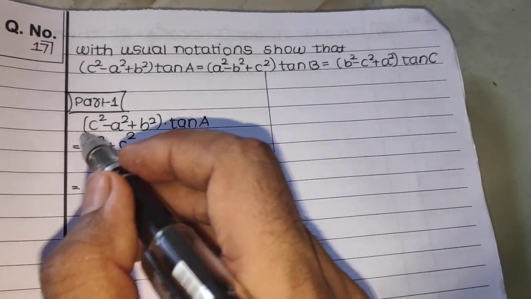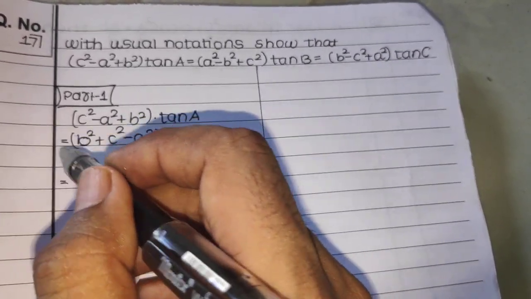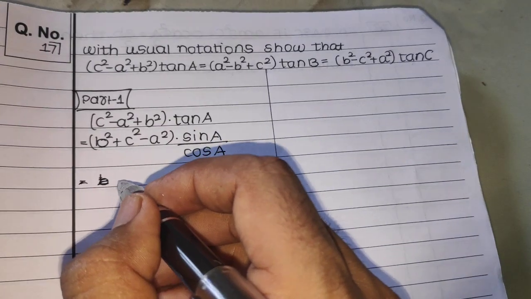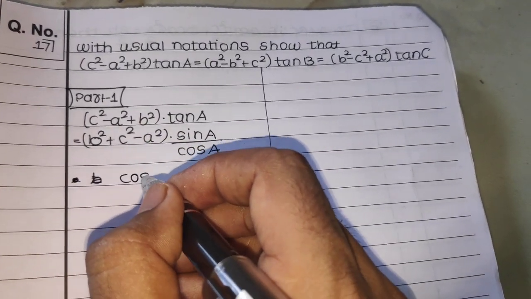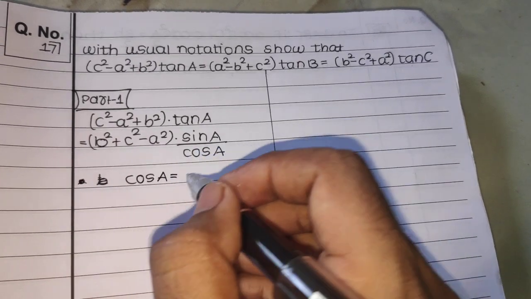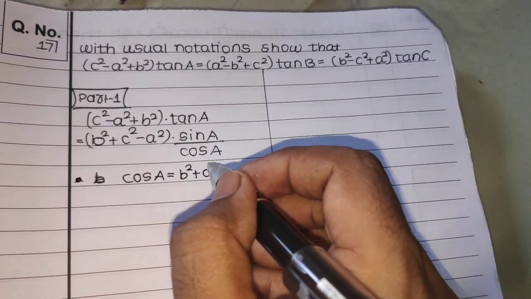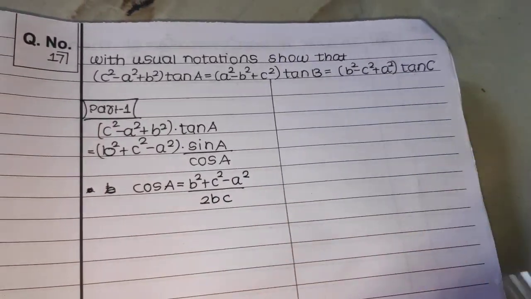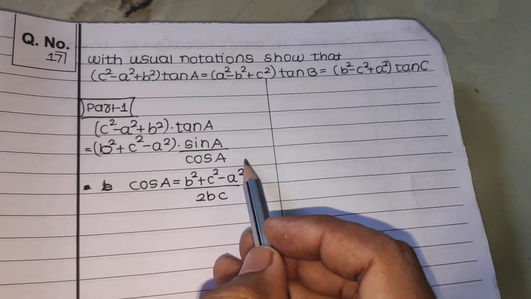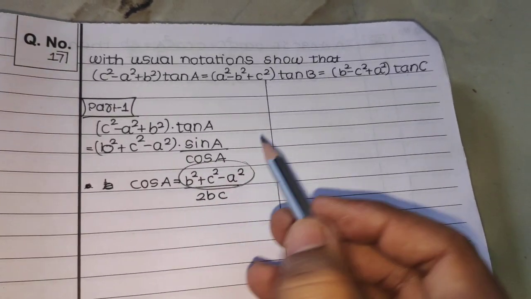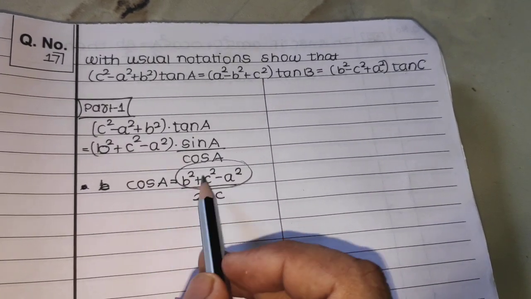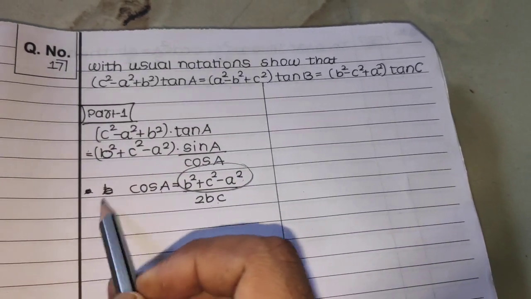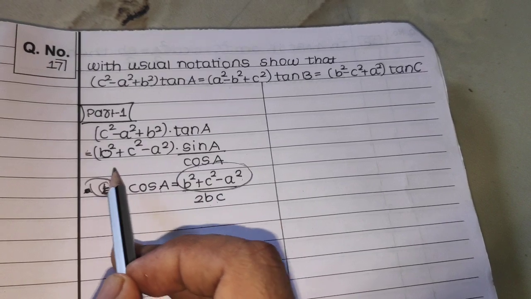Now if you remember the cosine rule, this is the numerator of the cosine rule. I'll just write down the formula for you: cos of A equals (B square plus C square minus A square) upon 2BC. So if I want this value, I can just cross multiply. This shows B square plus C square minus A square is 2BC cos A. I hope you understood; this is the formula you have.